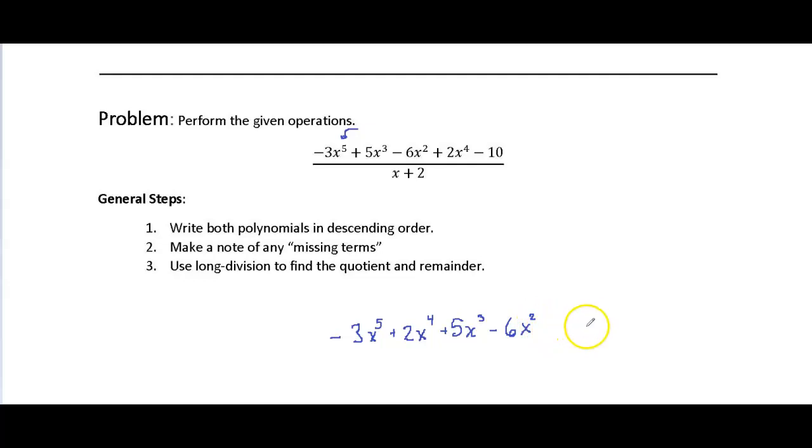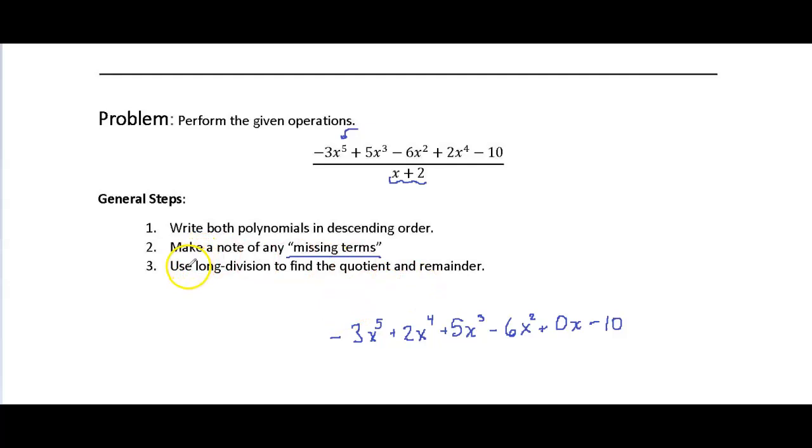And next would have been something with the variable x to the first power, but this would be a missing term. So instead, I'm going to write plus 0x, since there is no x to the first power term. And then last, we have the minus 10. Now the binomial x plus 2 is already in descending order, so we're going to leave that alone.